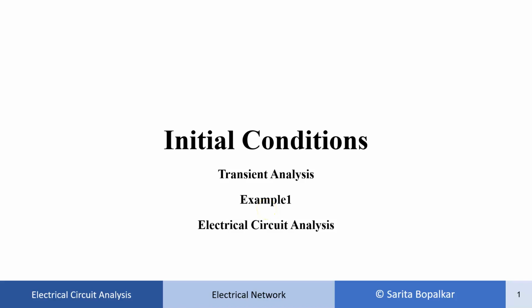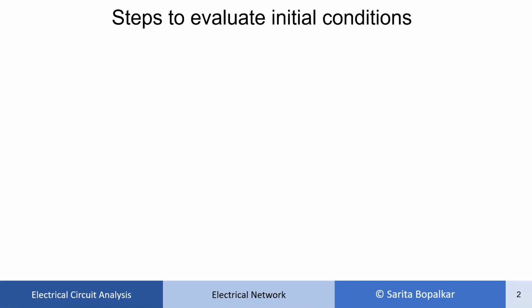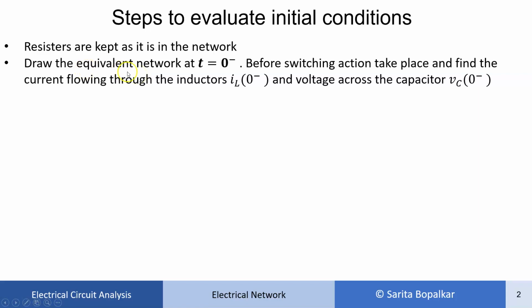Hello, in this video we are going to solve an example based on transient analysis, and the type of example is find initial conditions. Let's solve. Before that we should know the steps to evaluate initial conditions. First, wherever there is a resistor, keep it as it is in the network. Next step is to draw the equivalent circuit at t is equal to 0 minus.